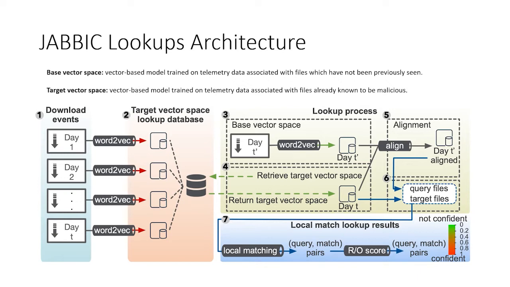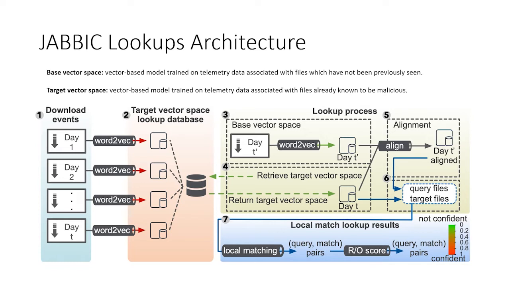So first, we determine the temporal granularity by which telemetry data from known malicious files is to be split. For example, in our case, by day. 2, we train separate target vector-based models for each day, and then we store them into a lookup database. This allows us to select a specific past time frame within which searching for a local match is carried out. 3, we train a base vector space for the day which contains the query files, that is, those files that have not been downloaded in any previous time frames.